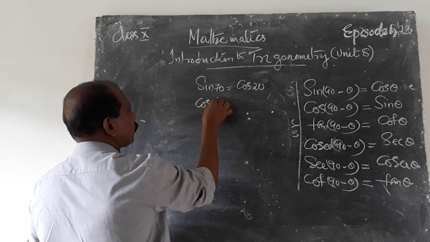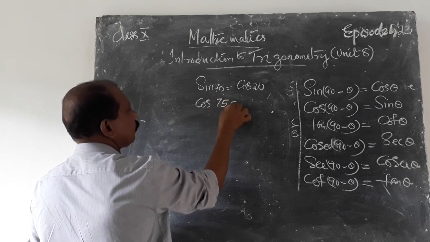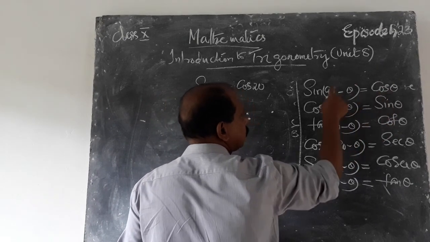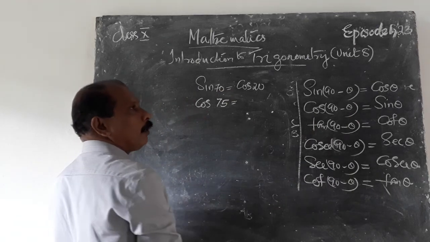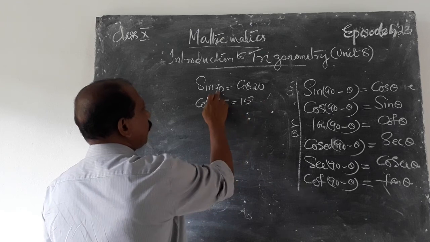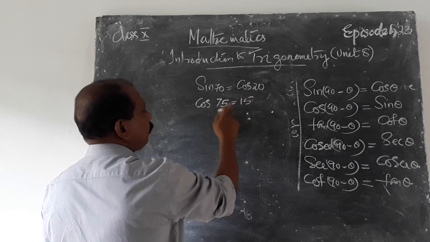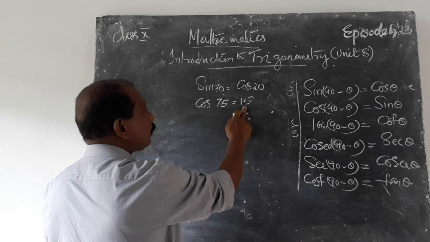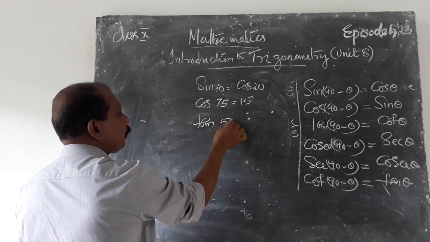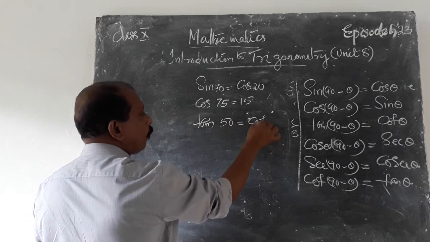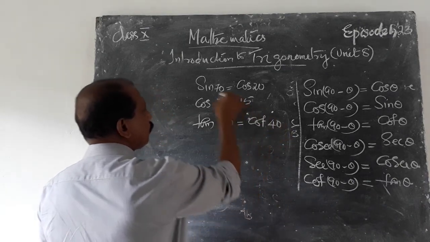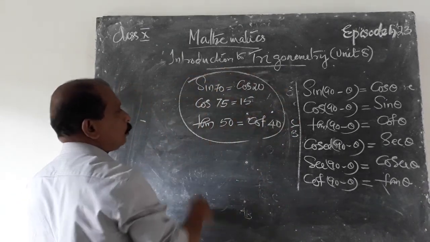Cos 75 is sin of 90 minus 75. 90 minus 75 is 15. That is 70 plus 20 is 90, and 75 plus 15 is 90. Similarly, tan 50 is equal to cot of 90 minus 50, which is 40.